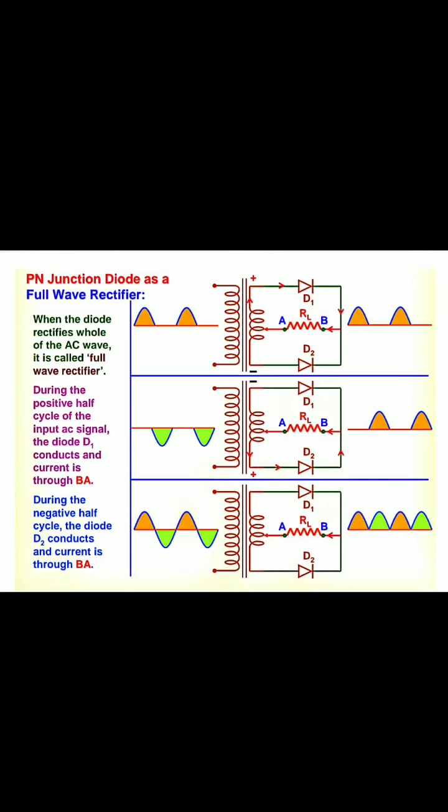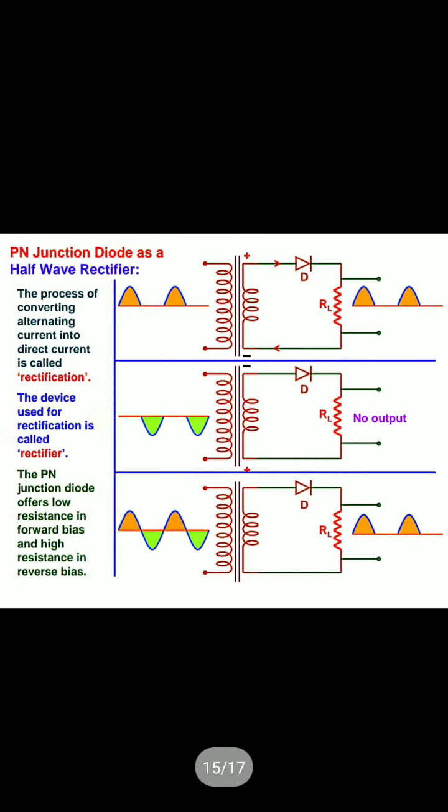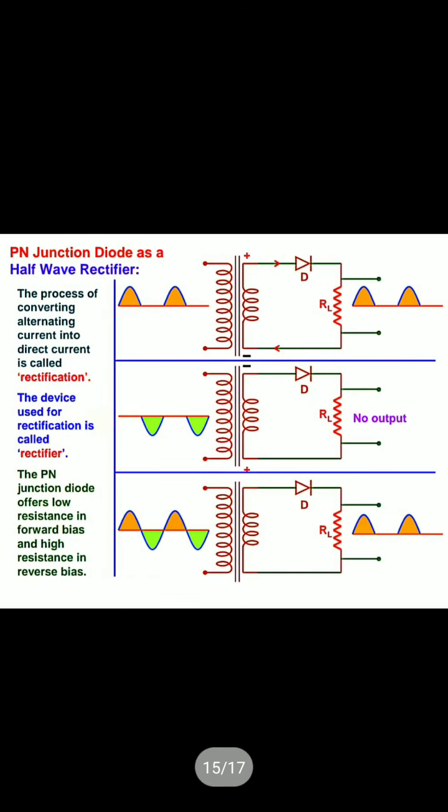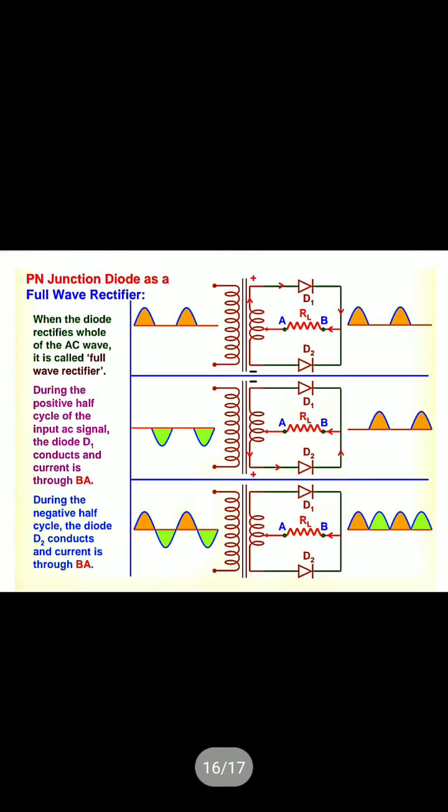This is the input waveform and output waveform for the full wave rectifier, and this is the input waveform and output waveform for the half wave rectifier. This is full wave and this is half wave. I hope it is clear now.